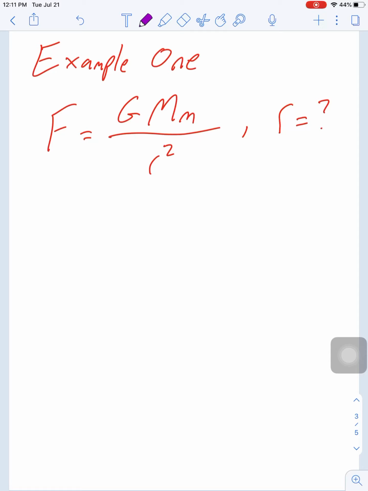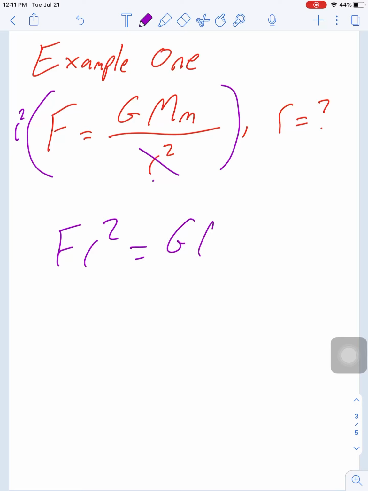Well, think about the example of PEMDAS, and the first thing we would like to do is get that guy out of the denominator. So I want to multiply the whole thing by r squared. Why not just r? Well, because we haven't dealt with that exponent yet. So we can just carry that exponent with us. It's on our back, and we'll deal with it at the end. I'll show you. So now we multiply both sides by r squared. R squared on the bottom here is going to cancel out, but it will stick on the F side. So it's going to look like F r squared is equal to capital G, capital M, lowercase m.